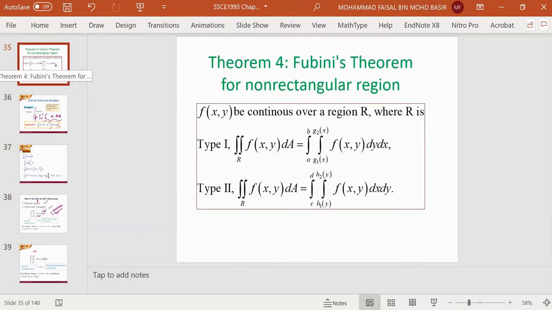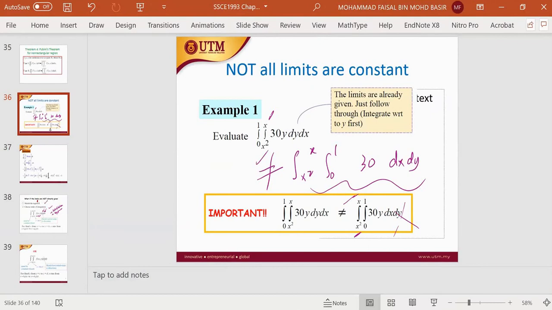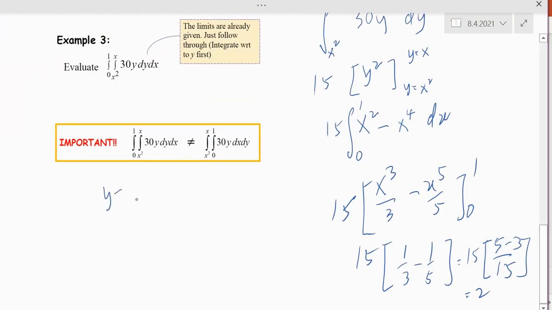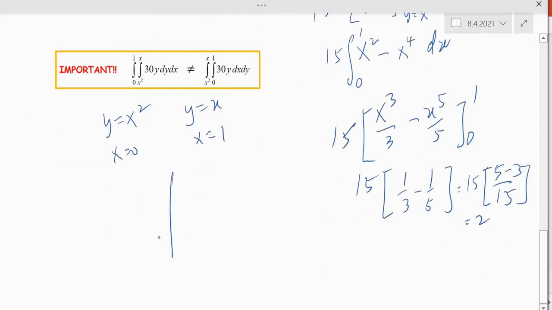So if you actually want to change, we call them converting, okay? We call them reversing order, sorry. If you want to do this, you have to sketch first. Let's say here I have y equals x squared, y equals x, x equals 0, x equals 1. Okay. So y equals x squared. Y equals x. And then the bounded region will be here. X equals 0 is here, and x equals 1. So when x is 0, y is 0; when x is 1, y is 1. So which is here. Okay. So y equals x, y equals x squared, x equals 0, x equals 1. So which is here. Okay.